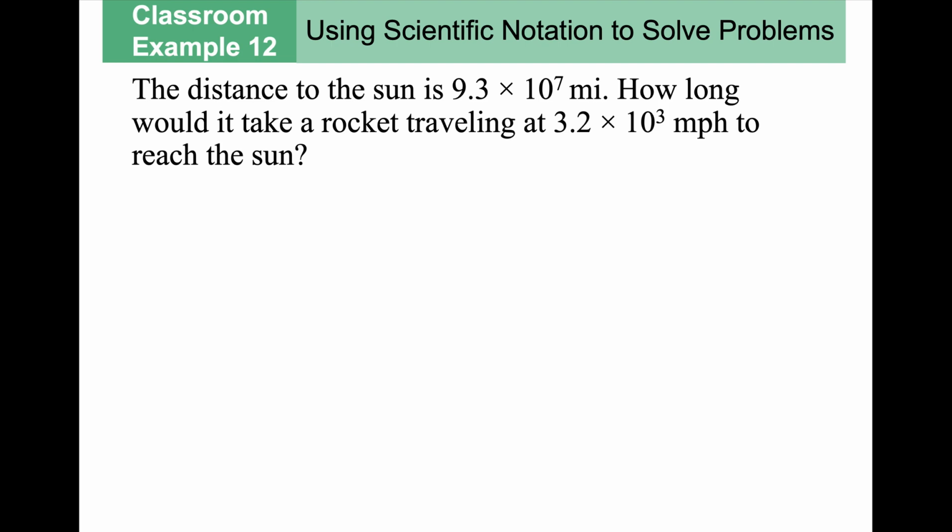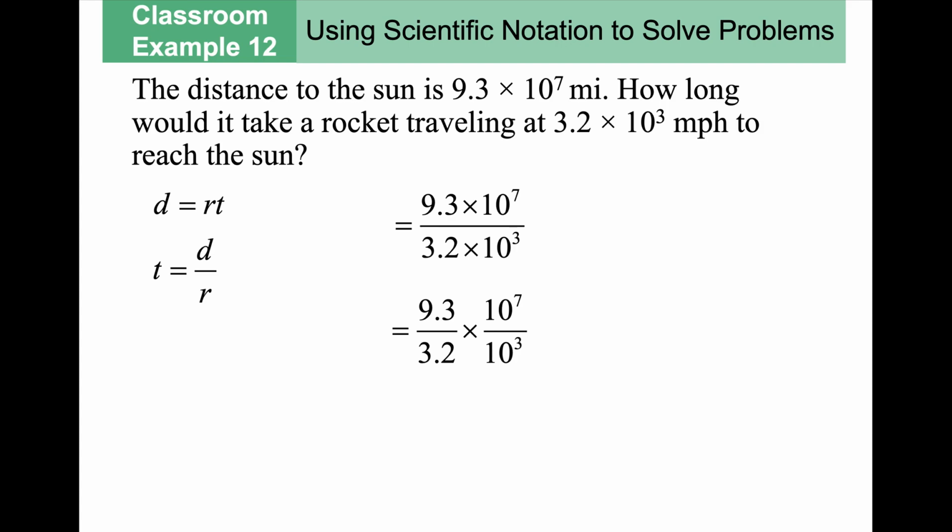Here's an example of a word problem you might see in this section. The distance to the sun is given here by this large number. How long will it take a rocket traveling at that speed to reach the sun? We know that distance is the rate we travel times how long we travel, so the time would be our distance divided by our rate. We can use some basic exponent rules to help us out. 10 to the 7th divided by 10 to the 3rd would be 10 to the 7 minus 3, which is 10 to the 4th. Then I can just calculate 9.3 divided by 3.2 to get 2.9. So it would be 2.9 times 10 to the 4th.